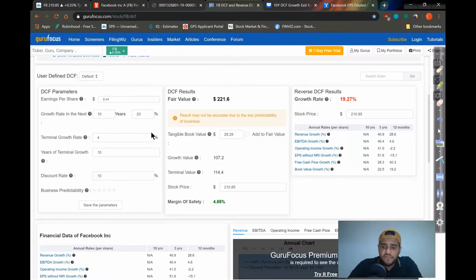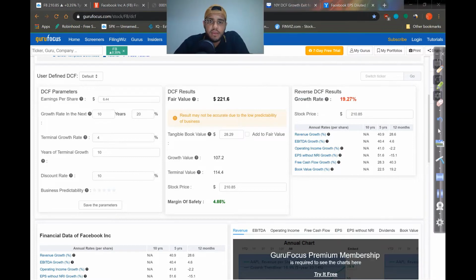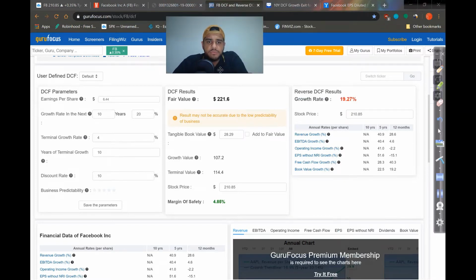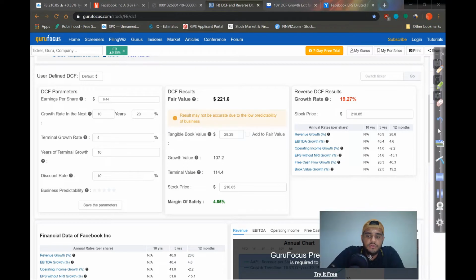Now DCF is not always very accurate because of the fact that the DCF valuation method has some assumptions that you have to make, and the assumptions that you make are dependent on what you put in. So what you put in here will give you the terminal value, and the terminal value is what you will be using to determine what the price should be.